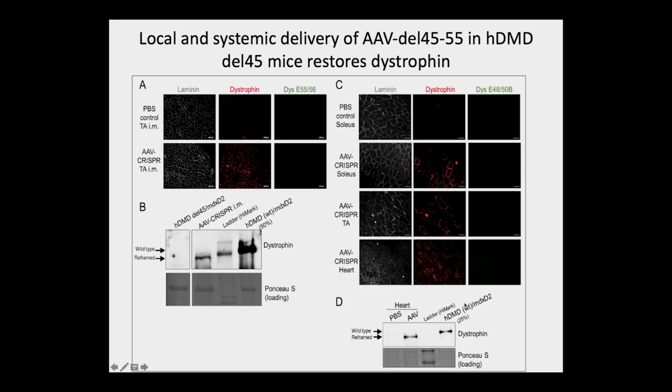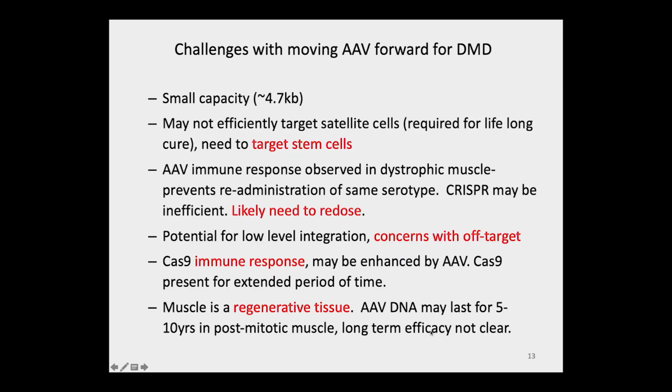This restoration is still, in my opinion, inefficient, and so depending on the experiments we're getting a range from 1.5 to the highest 13%. And ideally we would like to get at least 25% or more to move this forward, and so we're working on ways to optimize this platform in vivo. However, there are a lot of challenges with moving AAV forward for DMD. So AAV is moving forward, but this is my little soapbox here.